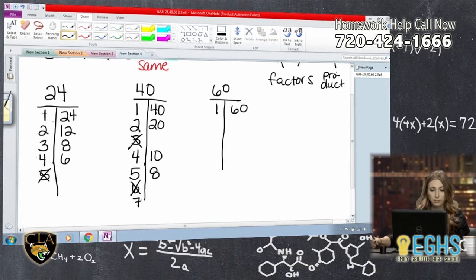Same with 7, it's not divisible by 7. And then now we're at 8, which if you notice, it is already on our list. So now we've listed all of our factors of 40.